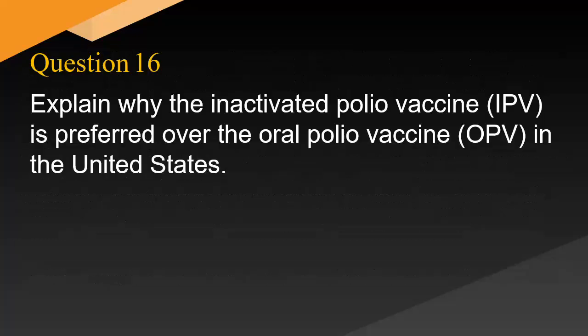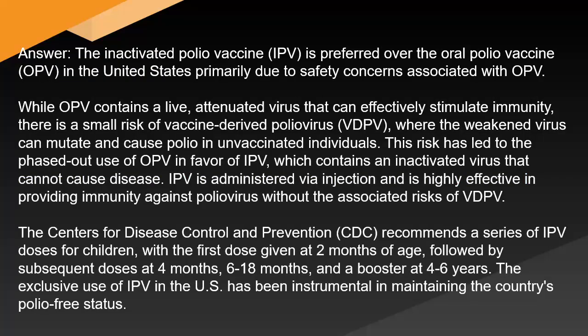Explain why the inactivated polio vaccine (IPV) is preferred over the oral polio vaccine (OPV) in the United States. Answer: The inactivated polio vaccine (IPV) is preferred over the oral polio vaccine (OPV) in the United States primarily due to safety concerns associated with OPV. While OPV contains a live, attenuated virus that can effectively stimulate immunity, there is a small risk of vaccine-derived poliovirus (VDPV), where the weakened virus can mutate and cause polio in unvaccinated individuals.